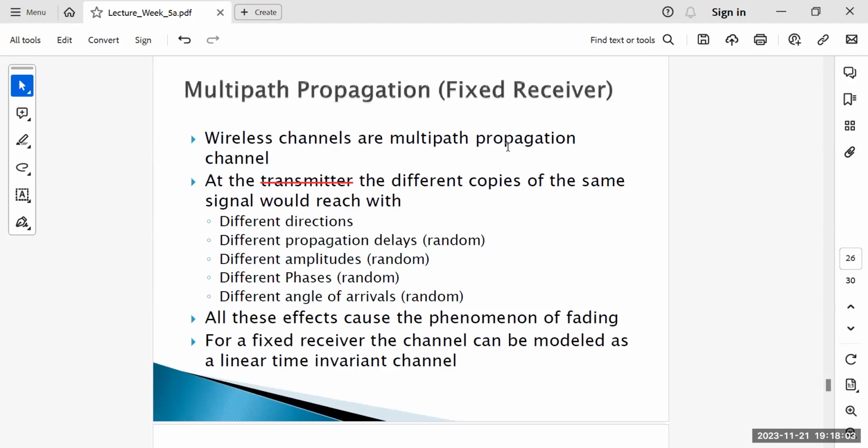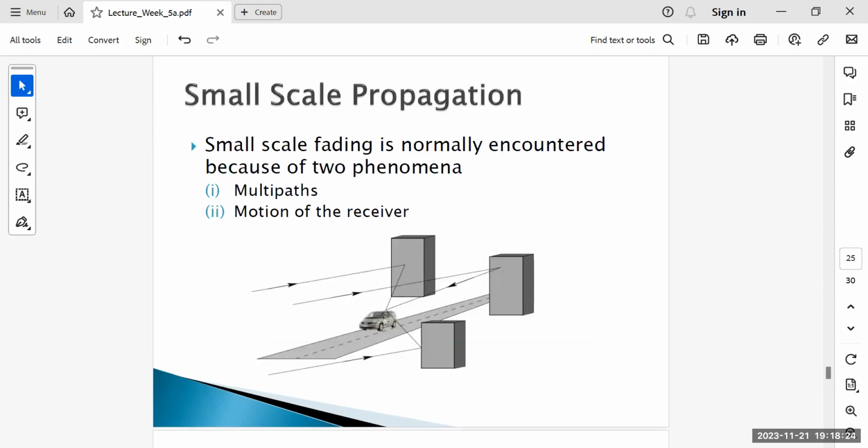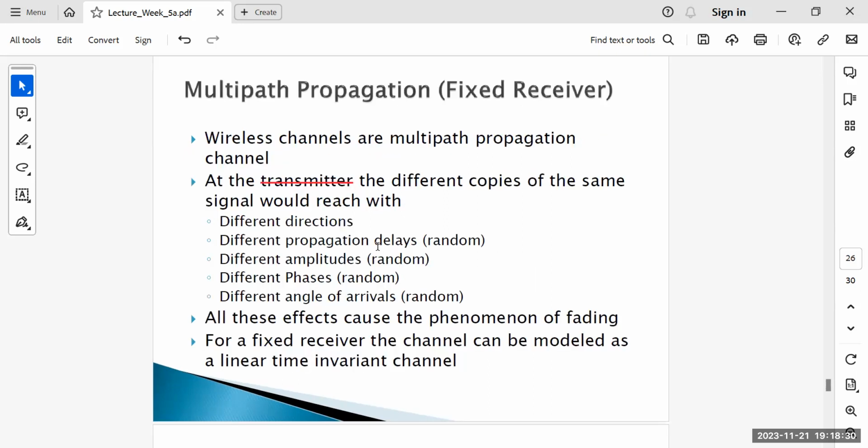Wireless channels are multipath propagation channels. So at the receiver, different copies of the same signal would reach. You don't get the signal only once, or it's not very simple. At the receiver, you get different copies of the same signal from different directions. You can see here, if the receiver is over here, it is getting signal from different directions, with different propagation delays. For example, some signal has to travel a lot of distance and then it reaches the receiver. It will obviously be a delayed signal, with different amplitudes.